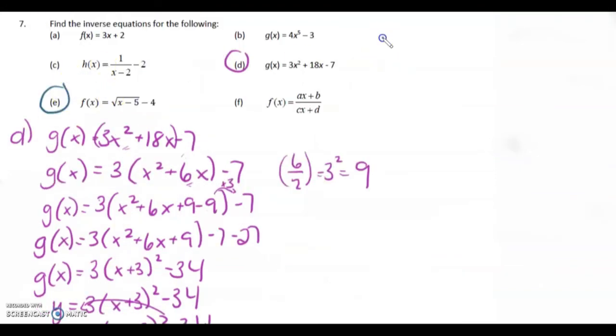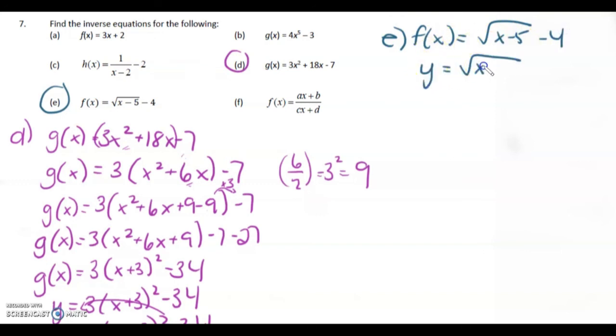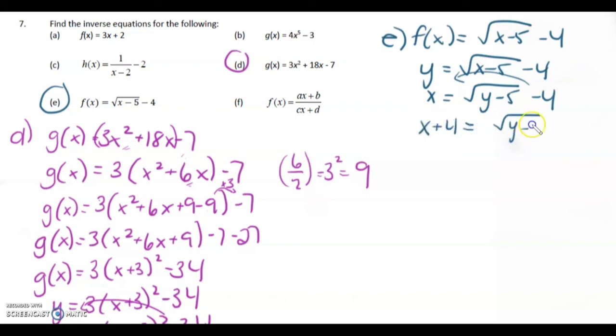Okay, so we're on E. We have f at x equals the square root of x minus 5, minus 4. Okay, so we're going to go ahead and substitute in a y for the function notation. We're going to switch the x and the y. So we have x equals the square root of y minus 5, minus 4, and then we can rearrange and solve. So bring that negative 4 over. We have x plus 4 equals the square root of y minus 5.